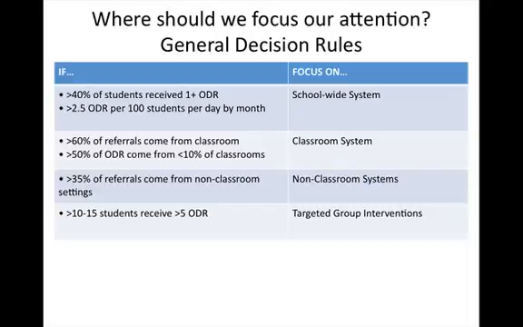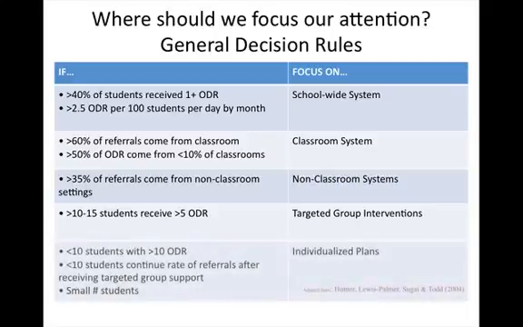If greater than 10 to 15 students receive more than 5 office discipline referrals, focus on targeted group interventions. And finally, if you have less than 10 students with more than 10 referrals, or if less than 10 students continue to struggle even after receiving group interventions, or you have a small enough group of students needing supports that you have the time and resources for planning and implementation, focus on individualized plans.